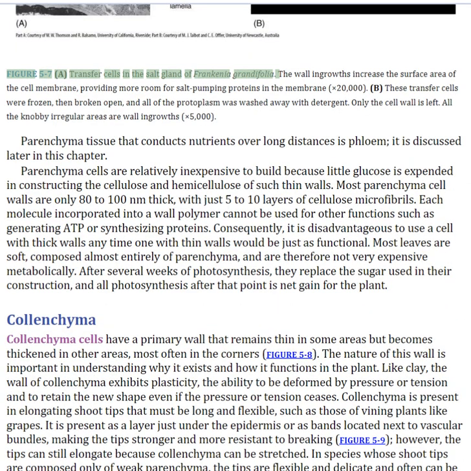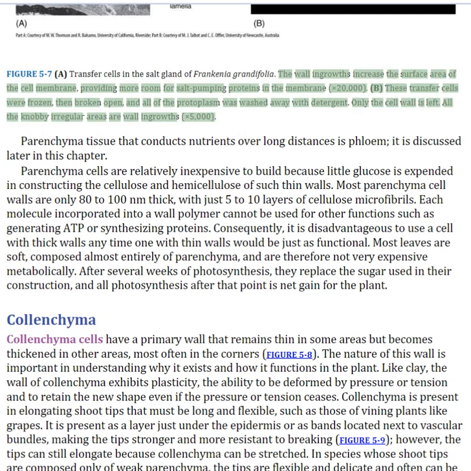Figure 5-7: Transfer cells in the salt gland of Frankenia grandifolia. The wall ingrowths increase the surface area of the cell membrane, providing more room for salt-pumping proteins in the membrane. These transfer cells were frozen, then broken open, and all of the protoplasm was washed away with detergent. Only the cell wall is left. All the knobby irregular areas are wall ingrowths.